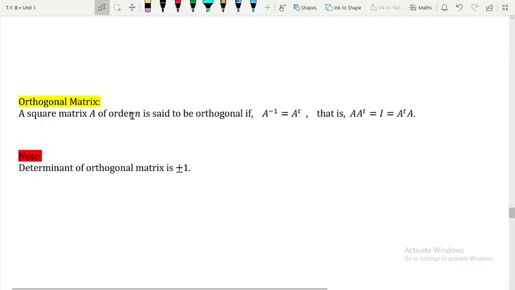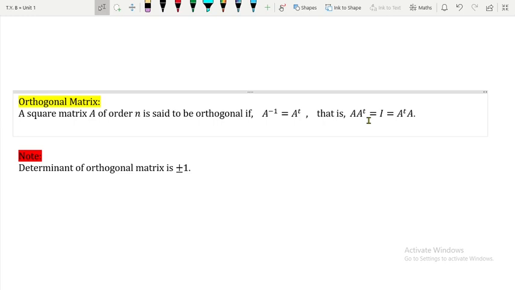Now we will see the definition of orthogonal matrix. A square matrix of order n is said to be orthogonal if A inverse is equal to A transpose, that is nothing but A into A transpose is equal to I, which is equal to A transpose A. So this is very interesting, the orthogonal matrix.